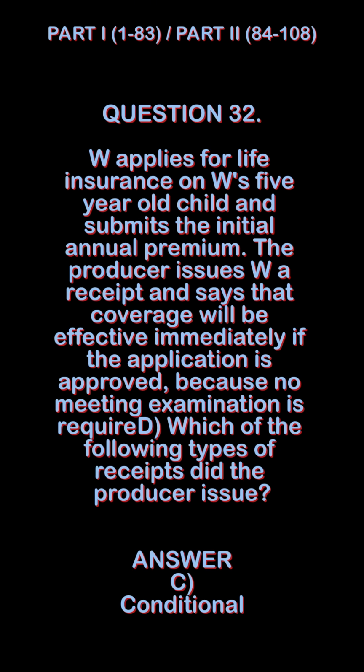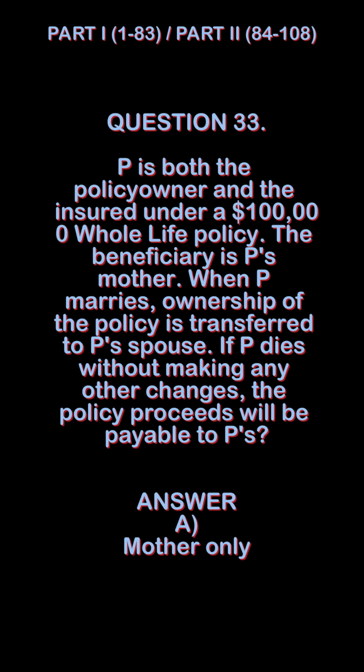Question 32. W applies for life insurance on W's 5-year-old child and submits the initial annual premium. The producer issues W a receipt and says that coverage will be effective immediately if the application is approved, because no meeting examination is required. Which of the following types of receipts did the producer issue? Answer: C. Conditional.